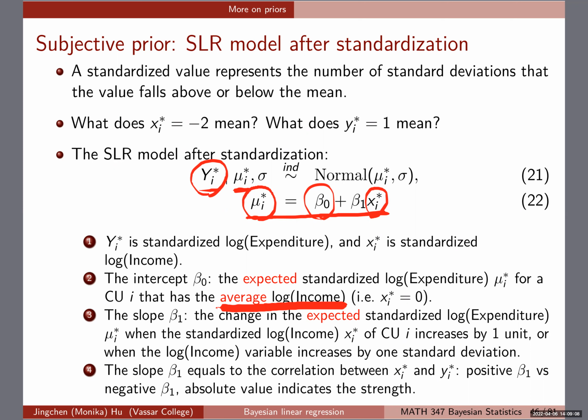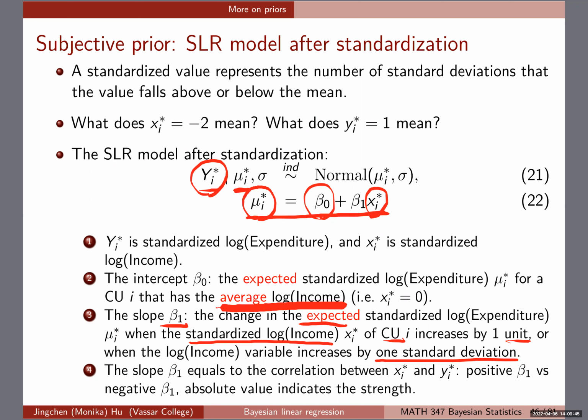Similarly, the slope over here is going to be the change in the expected standardized outcome, the log expenditure, when the standardized log income increases by 1 unit. In other words, we're talking about an observation increasing by 1 standard deviation, because 1 unit right now is at the standard deviation level. So that's how you can change all of the interpretation after doing the standardization. And like I said, if you have any strong opinion or prior belief about any of this, then you should be able to incorporate that into your prior.